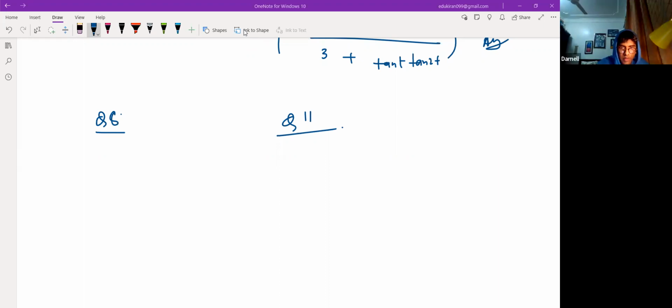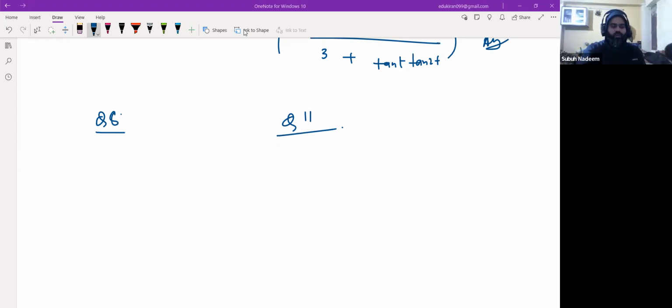So I'm not sure how to do the 11th one. The 11th one, you are not sure how you would be able to do it. So it is a to the power sine inverse t under root of that, and a to the power cos inverse t under root of that. Okay, let us discuss it.